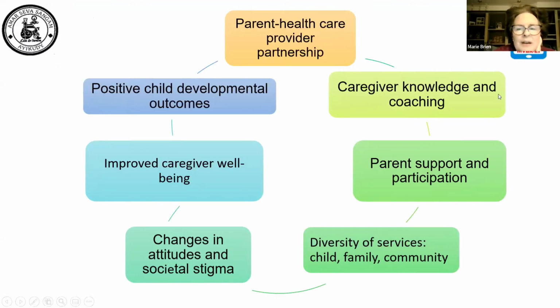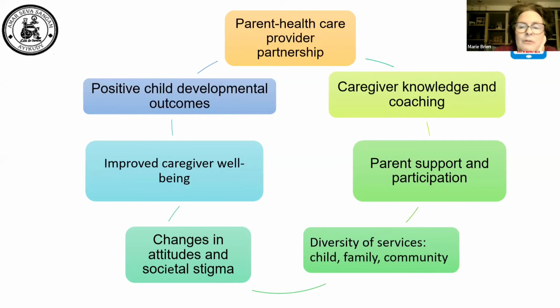So various outcomes that we have shown through our various studies are that there are positive child developmental outcomes, and we also have improved the caregiver well-being at the same time. We have changed attitudes and societal stigma. And we've been able to provide services at the child level, at the family level, and also at the community level. We've been able to provide parent support and participation.